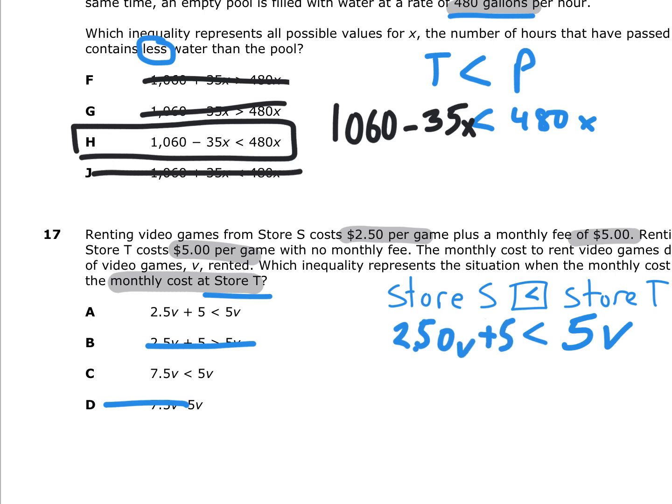Now, what is the difference between these two values? What happened here? What is the value there? Well, what did they do? They took 5 and added it to $2.50. Can you do that? No. Why? Because 5 does not have a variable. So we can't do that. We can't put the 5 and the $2.50 together because 5 doesn't have a variable. So it's got to be A.